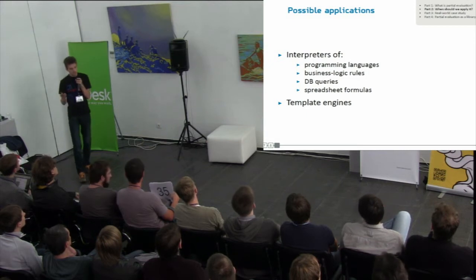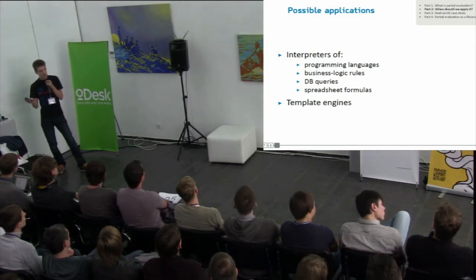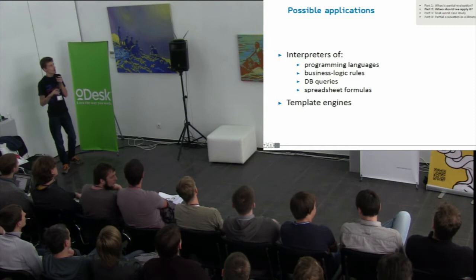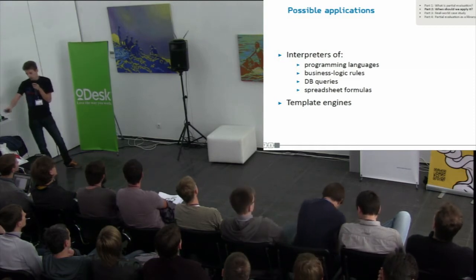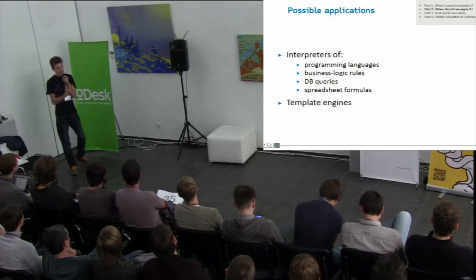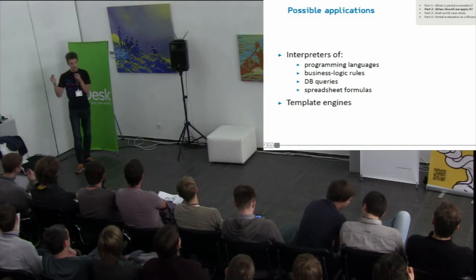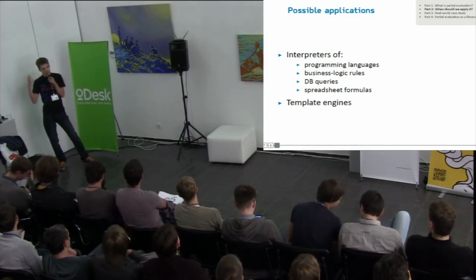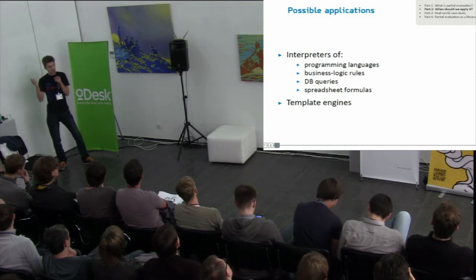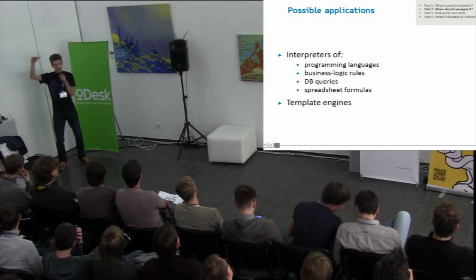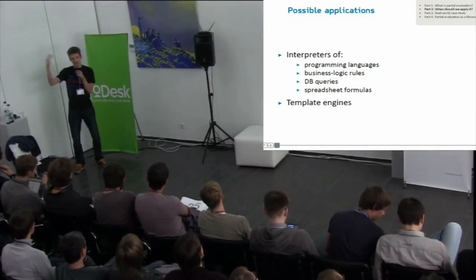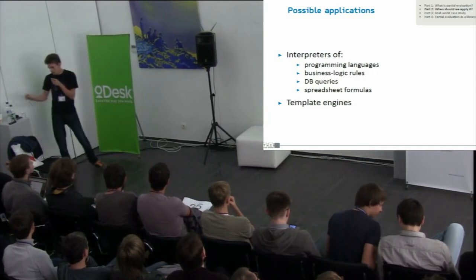What are the areas that lend themselves to good specialization results? Interpreters of programming languages, of some business logic rules, of database queries, of spreadsheet calculations, and template engines. What they have in common is that they are kind of interpreters. They interpret some fixed rules. And here, the program that is interpreted is the static part, and the dynamic part is the input. For example, the template you supply to a template engine is a static part, and the template engine compiles it. So specialization turns an interpreter into a compiler.